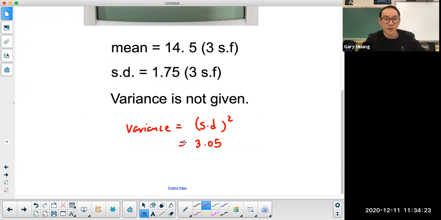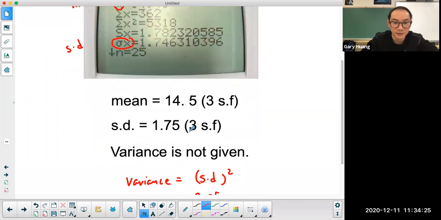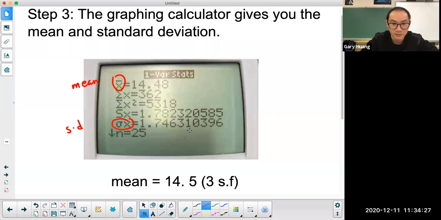So that's how you find the mean, the standard deviation, and the variance by using a graphing calculator.